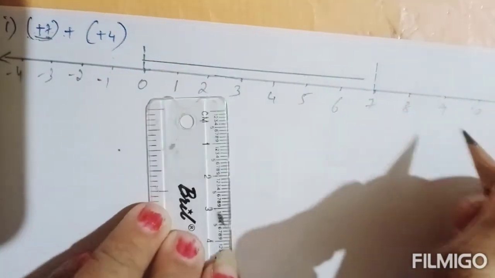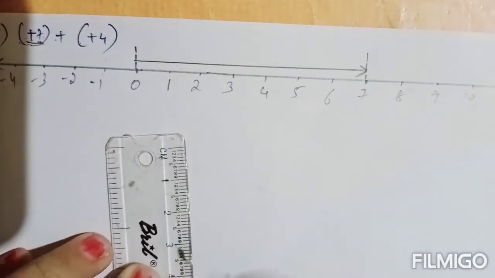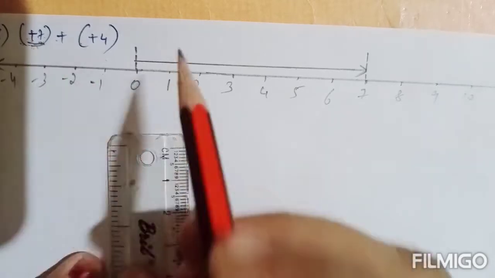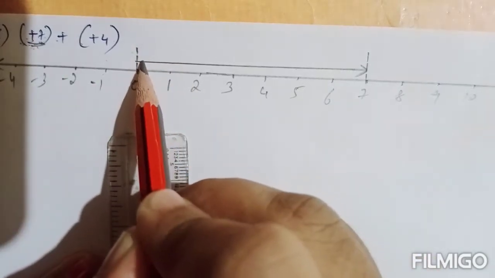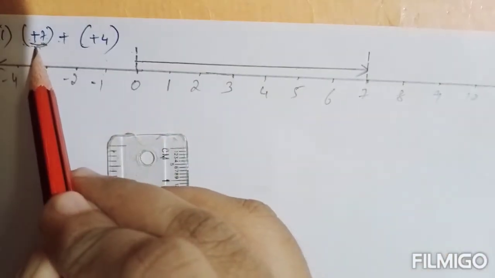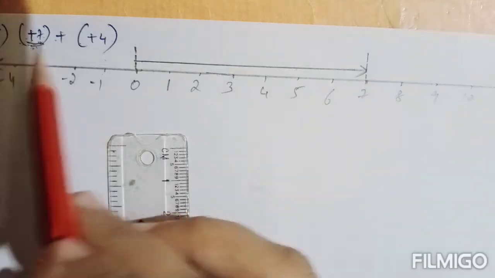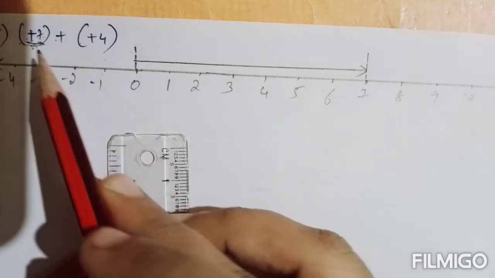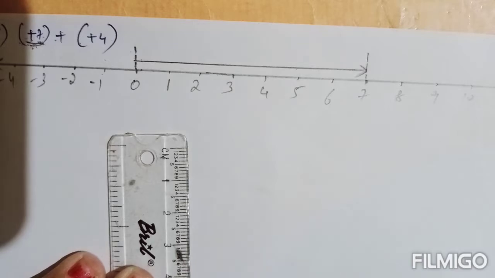Here also you can draw dotted lines. Since the first integer is positive 7, starting from 0, move 7 units to the right. Since it is a positive number, we have to move towards the right side.